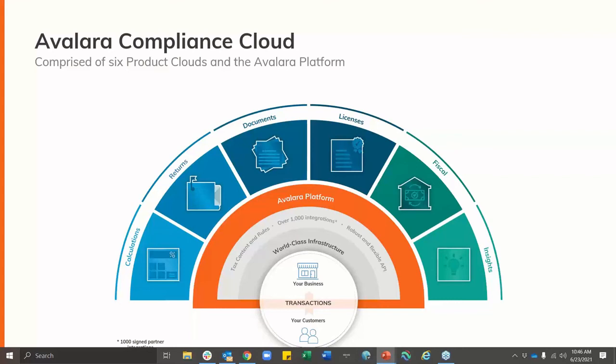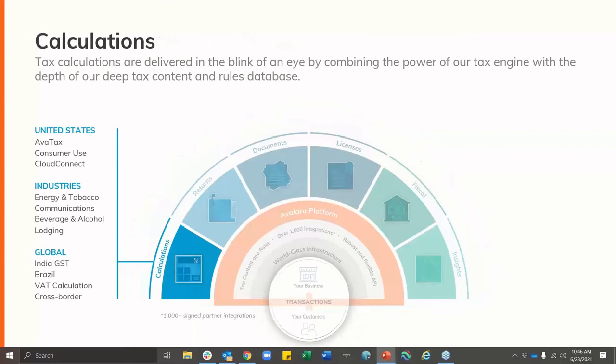The first 3, starting, going clockwise, calculations, returns, and documents are really our 3 core products and services. AvaTax, which is our calculation engine, returns, which is tax returns, and then documents, which is typically we're referring to Cert Capture.